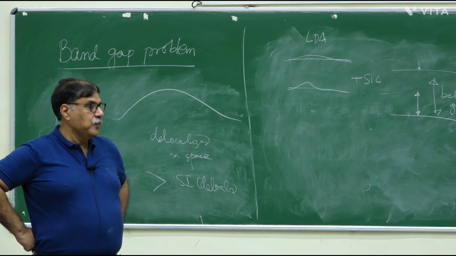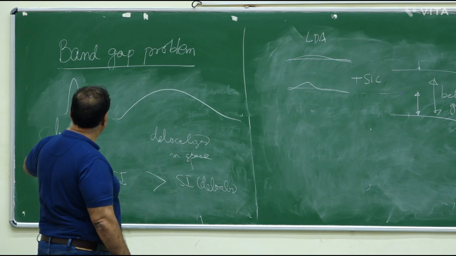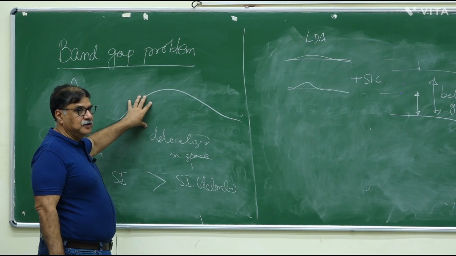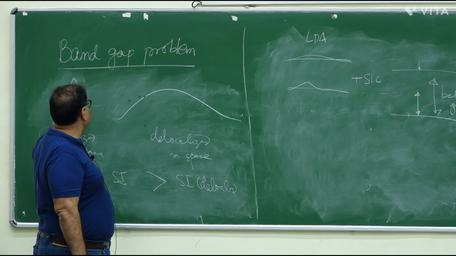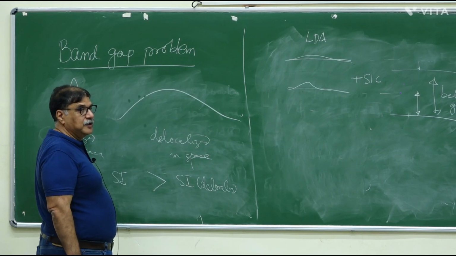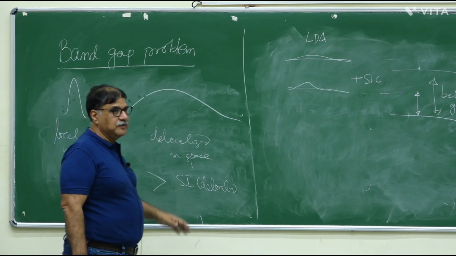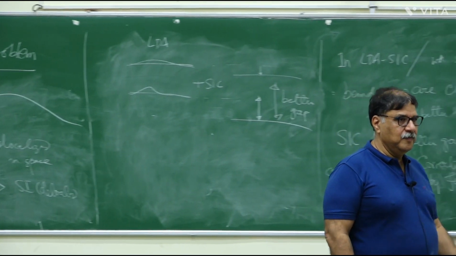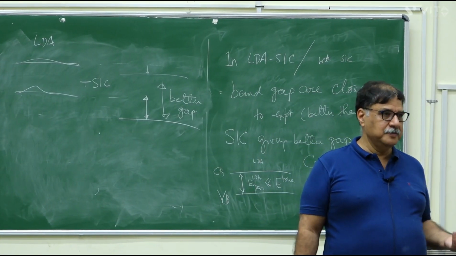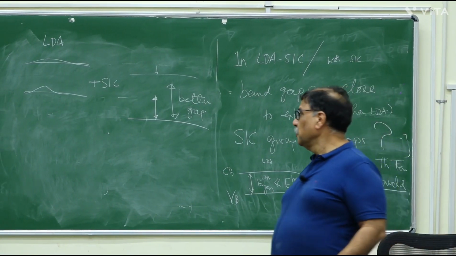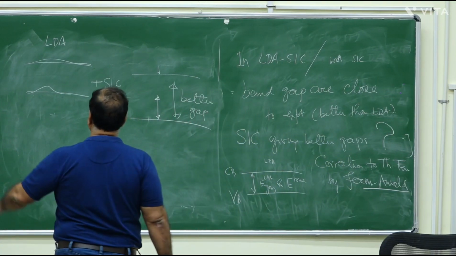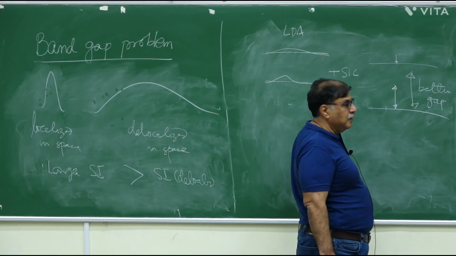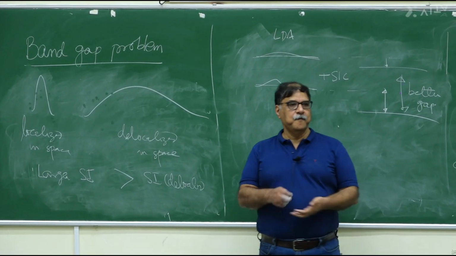Could you please repeat it? If you agree that self-interaction is more in this compared to this, when I make the correction, it's most likely that it will be more for localized orbitals compared to delocalized orbitals. For example, if I have a plane wave, self-interaction is nearly zero, whereas if it is localized, it will be quite large. So the correction in the conduction band would be less than the correction in the valence band. Therefore, the gap increases.